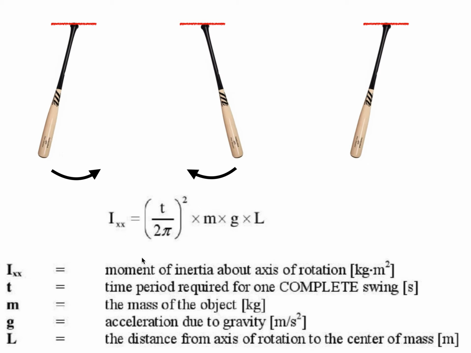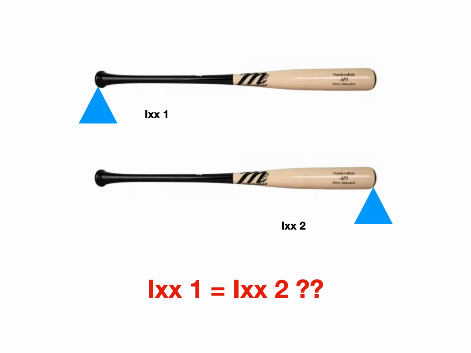So basically, we're going to get the mass of this object, the distance between the axis of rotation and the center of mass, and also observe the time of one complete swing. Plug into the equation, and you get the moment of inertia. So that's the equation we're going to use.